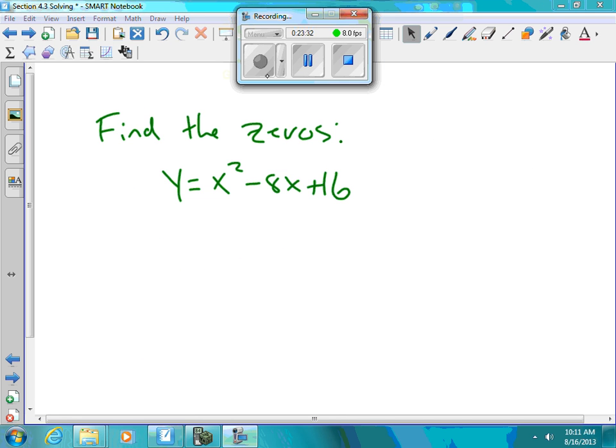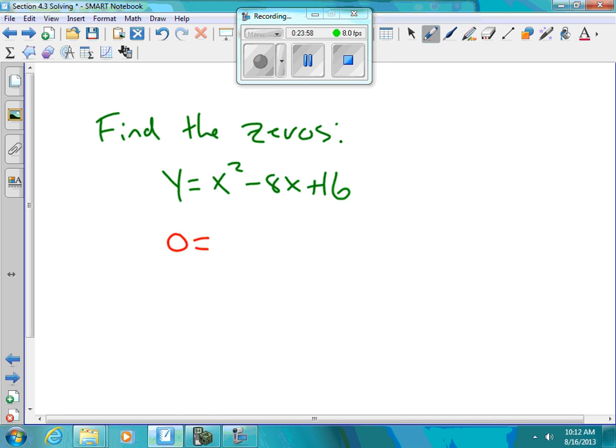Okay, one last problem for this lesson, and it's just wording something different. Remember we said at the beginning we have two goals, to solve and to find the zeros. Well, now I'm asking you to find the zeros of y equals x squared minus 8x plus 16. How does this change our problem? It really doesn't. Because what we're going to do to find the zeros, that means y is 0.